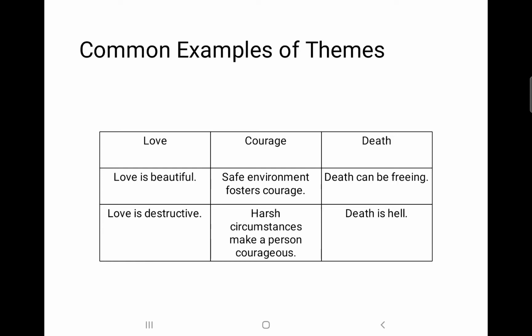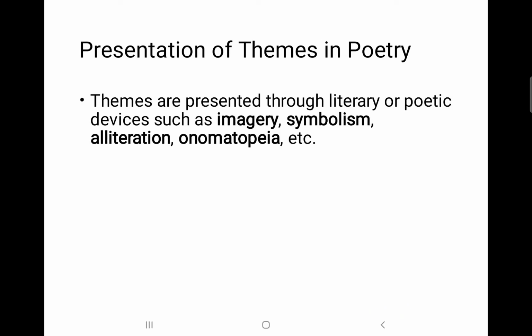But there are a lot of poetry that talks about death being hell. Death as something that eats people alive. So death could be defined in various ways. Death can be freeing, death is hell. It is our responsibility to identify the specific idea that is being discussed within a poetry. And in the poetry, we trace the themes through literary or poetic devices such as imagery, symbolism, alliteration, onomatopoeia, etc.